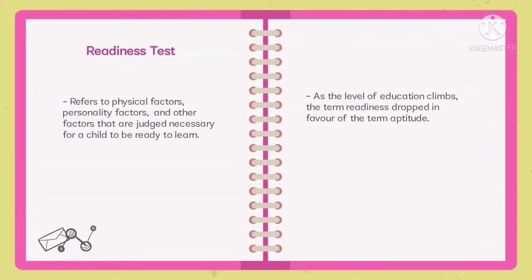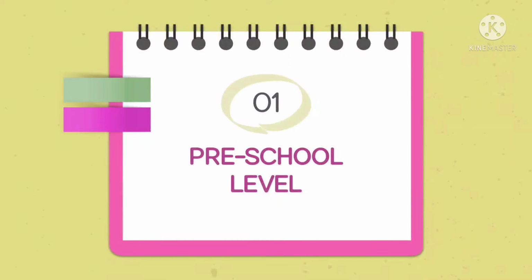For example, the Graduate Record Examination, given in college and used as a predictor of ability to do graduate level work, might have been called the GSRE or the Graduate School Readiness Examination. So, are you ready to learn about readiness for learning at the preschool level?